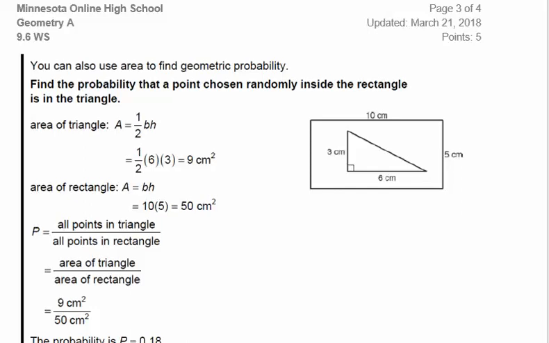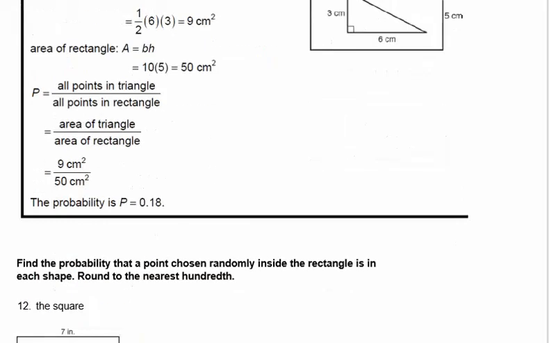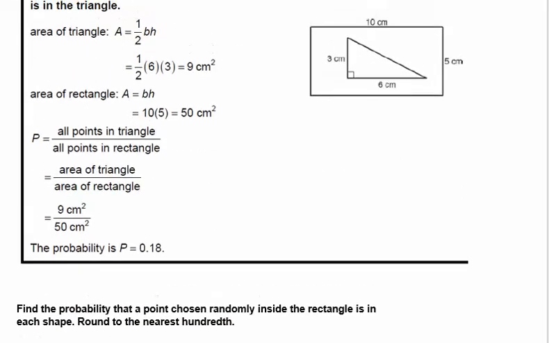In this example, we have a triangular area inside of a rectangular area. And they want to know what is the probability that a point chosen randomly inside the rectangle would land inside the triangle. So you need to find the area of the triangle and the area of the rectangle, and then write that as a ratio and simplify. So you need to know your formulas that you should have written down by now in your notes. The area of a triangle is 1/2 base times height. And the area of a rectangle, you can either do length times width or base times height.